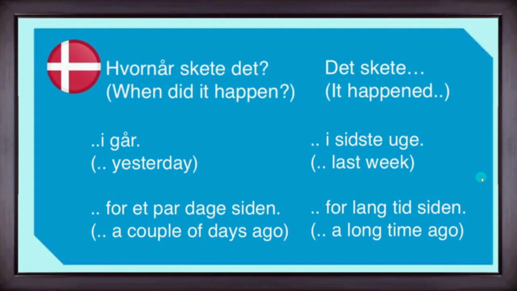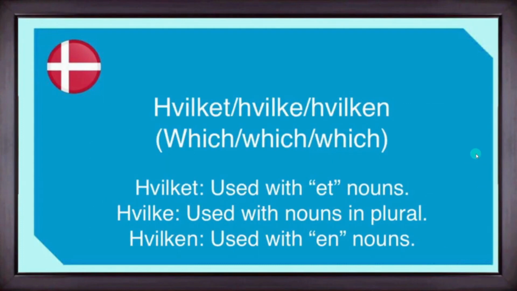Alright, moving on. Yeah, this can be annoying. It looks difficult, but it's not. So, hvilket, hvilke, and hvilken. Right? And as you can see, hvilket is for it nouns, nouns that have it before, and hvilke is with nouns in plural. And hvilken is with en nouns, like nouns that have en before them. So, that's it.